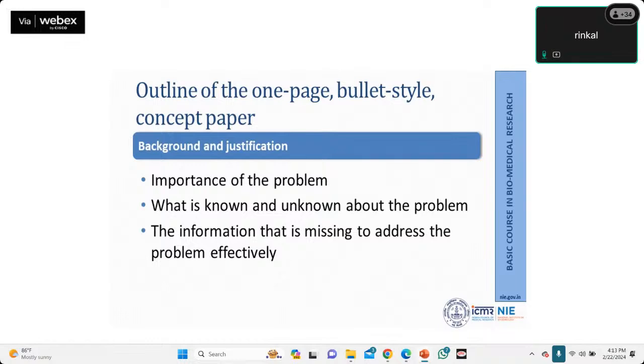The second point under justification can be what is known and unknown about the problem at that point of time. If we are planning a project today, whatever topic we have selected, whatever problem we have identified, what is already known regarding that problem, and what is not known. That has to be described very briefly, maybe 3, 4, 5 lines. And the information that is missing to address the problem effectively has to be clearly written in the third point, which information is lacking for this problem. And that is why this study has been planned.